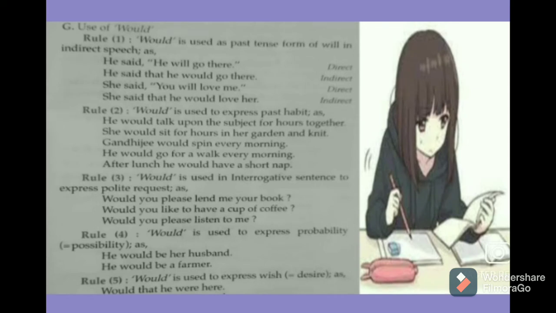Let's see rule number 2. Would is used to express past habit, as he would talk upon the subject for hours together. She would sit for hours in her garden and knit. Gandhiji would spin every morning. He would go for a walk every morning. After lunch, he would have a short nap. You may see would has been used here to express past habit.